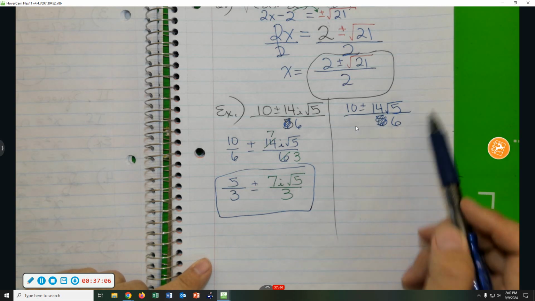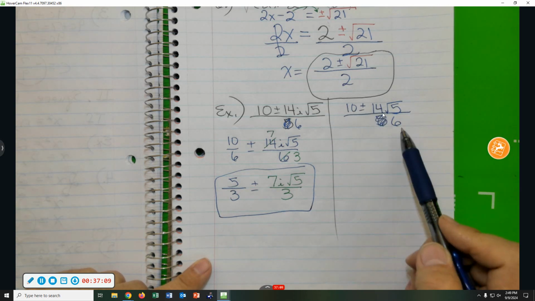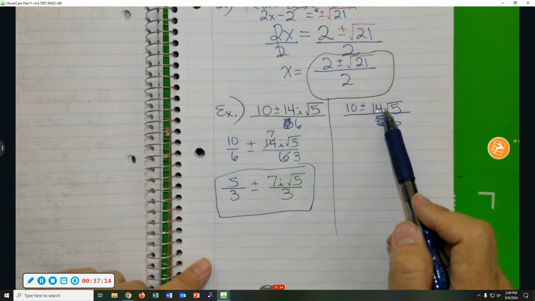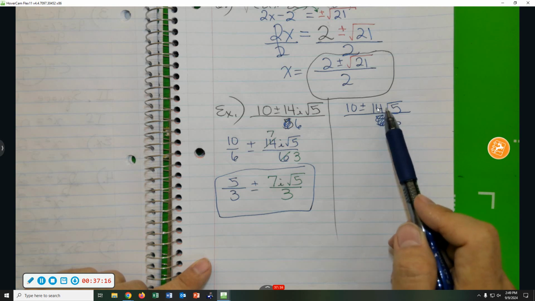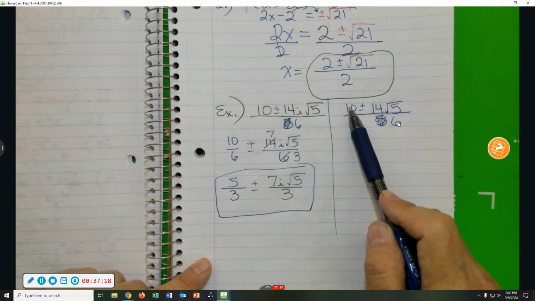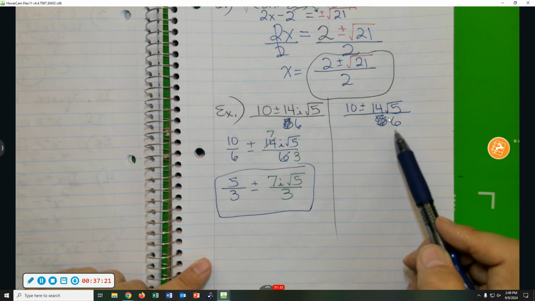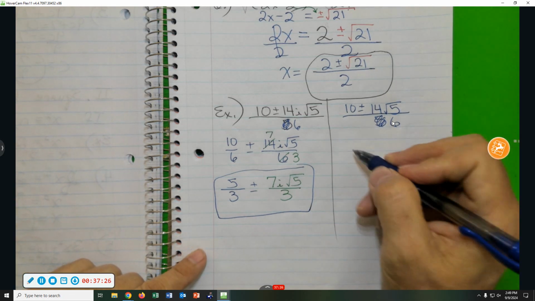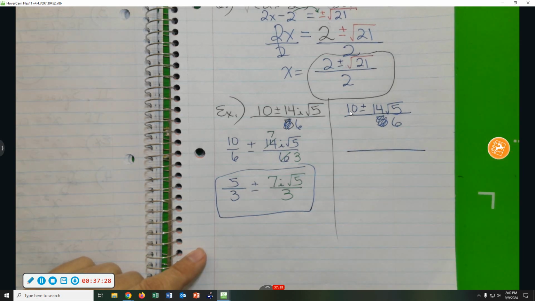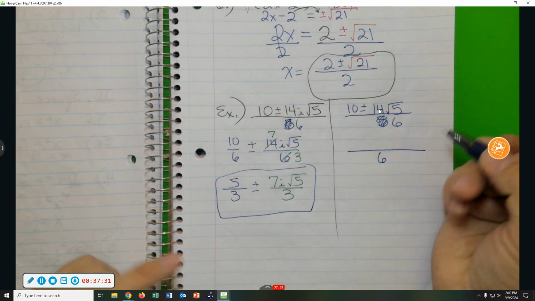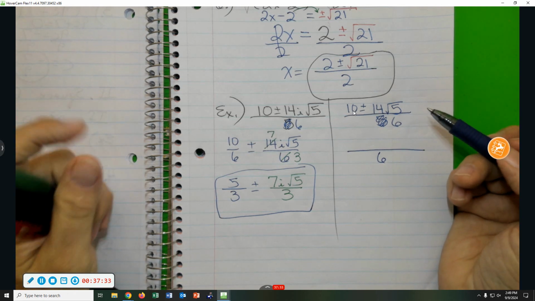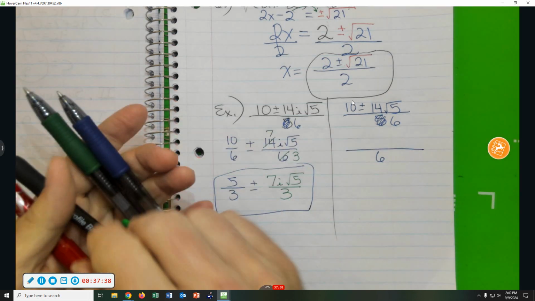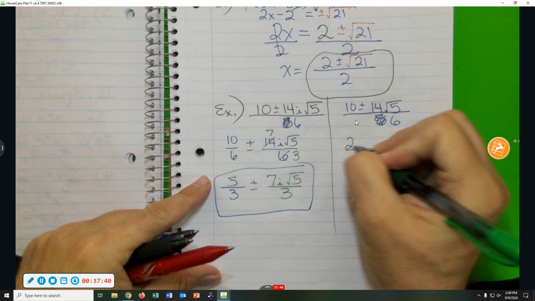Whereas with this, 10, 14, and 6, you're looking at the 3 numbers. There's no I, so we're not going to split up. There are 3 numbers outside of the radical, 14, 10, and 6. What number divides evenly into those? There's a number that divides evenly into all 3 of them. What is it, other than 1? 2. So you're going to factor out a 2.